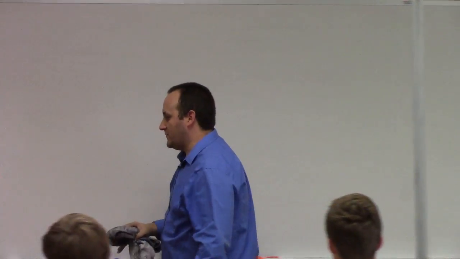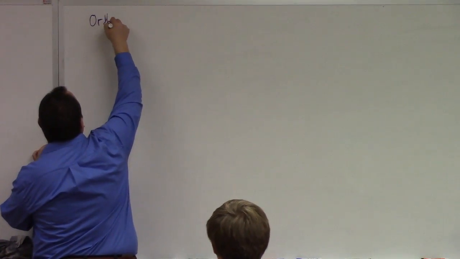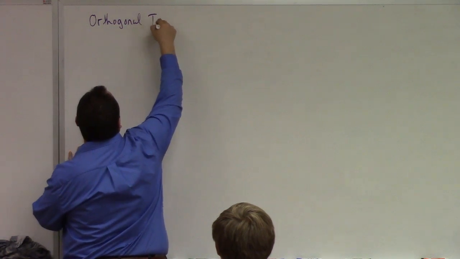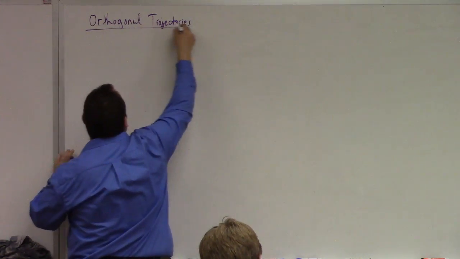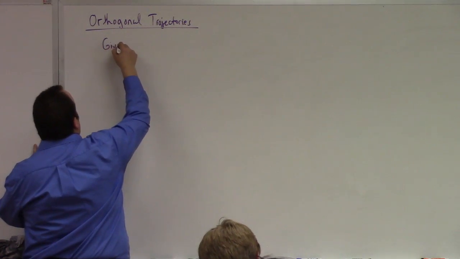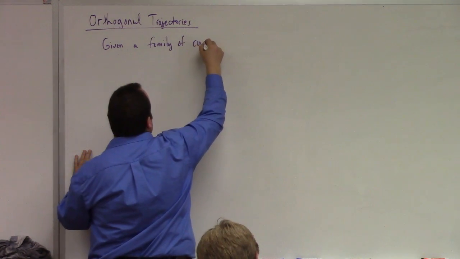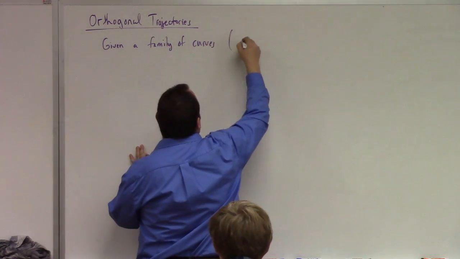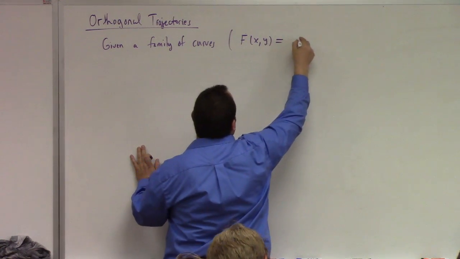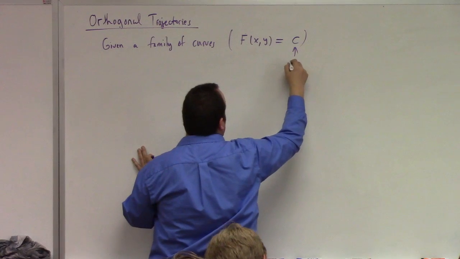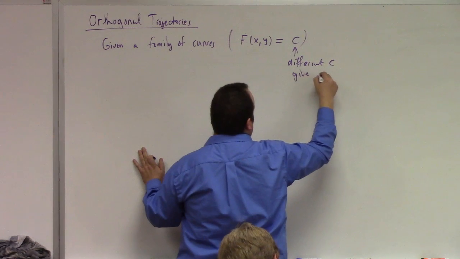All right, orthogonal trajectories. This is our final topic for this week. So given a family of curves, say that they're defined by something like F of x comma y equals a constant, right? So different constants give members of the family.